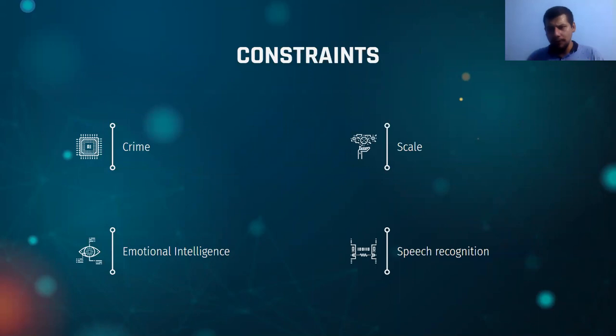Let's talk about the constraints. The constraints for this system would mainly be crime, and we have to define what crime actually is and explain to a system how to differentiate between normal behavior and criminal behavior. The scale of this could be large, and depending on the scale, the constraints would increase because the more inputs, the more load on the device.